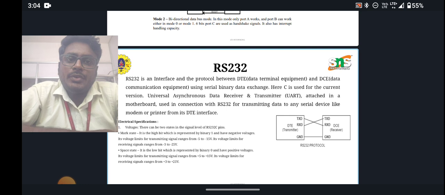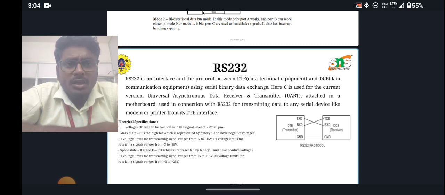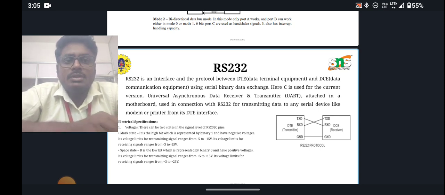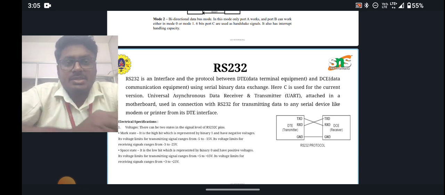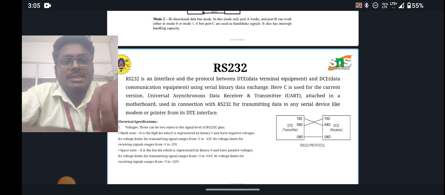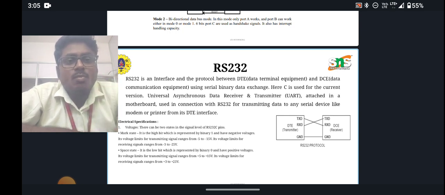It is an interface and a protocol between the DTE, that is data terminal equipment, and DCE, data communication equipment, using serial binary data exchange. Here, C is used for the current version. The Universal Asynchronous Receiver and Transmitter, UART, attached in the motherboard, is used in connection with RS232 for transmitting data to serial devices like a modem or printer from its data terminal equipment interface.